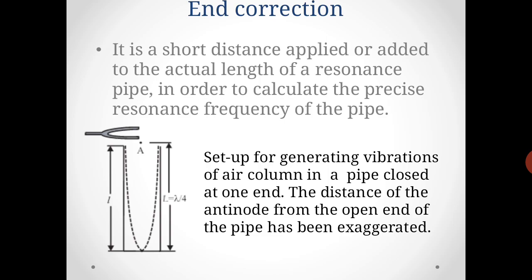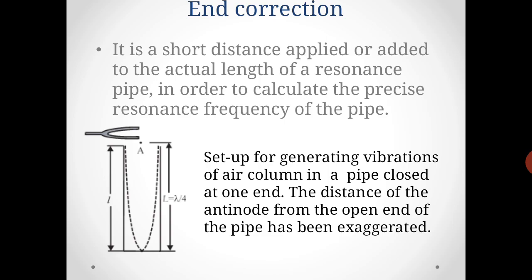But while the procedure is going, the antinodes are formed at the open end of this pipe, but somewhat at the upper side of the open end, not exactly near the open end. It is a short distance added to the actual length. Means the end correction is the correction we need to add to the actual length of resonance of the pipe in order to calculate the precise resonance frequency of the pipe.